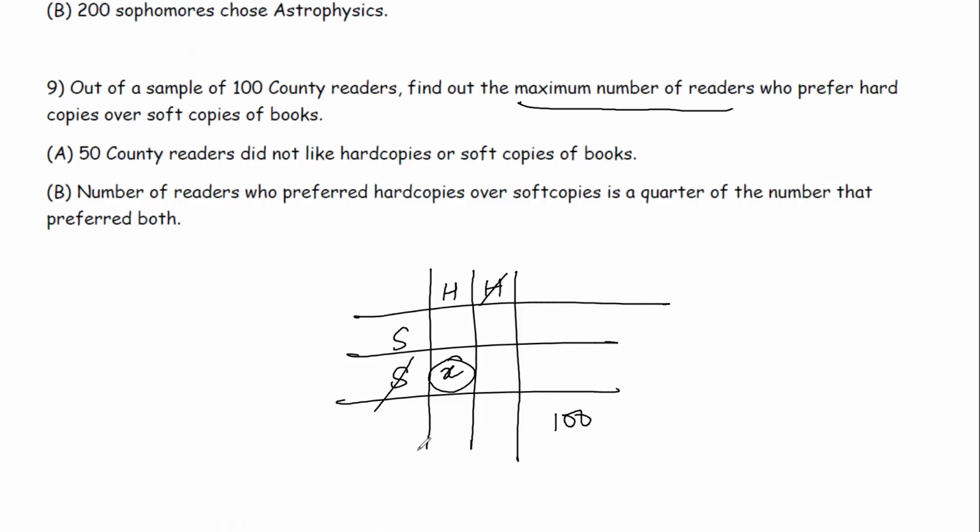Statement A: 50 county readers did not like hard copies or soft copies of books. So this is 50 from statement A. That doesn't tell us anything. So A and D are out. Second statement. So again, draw the grid.